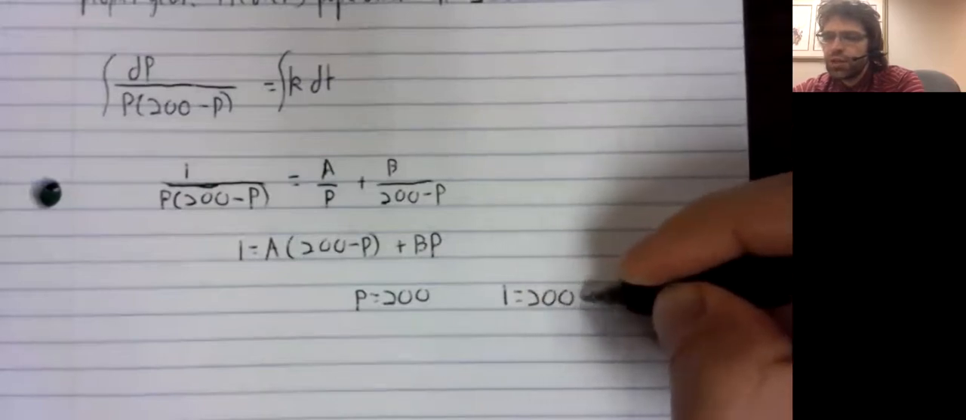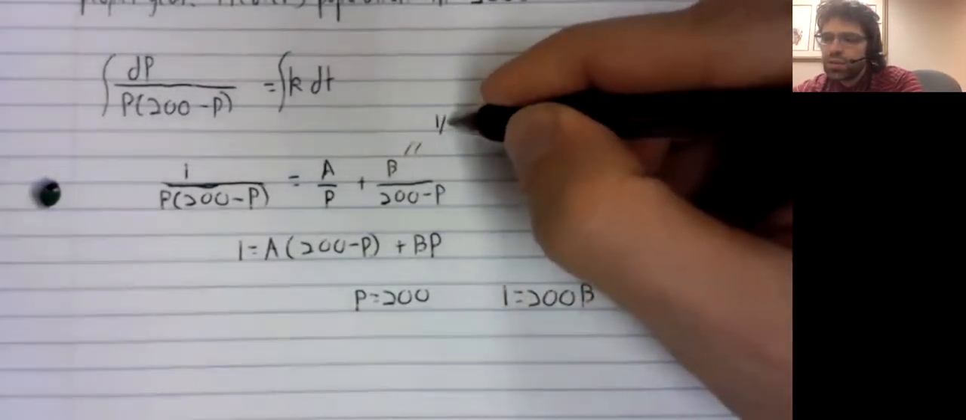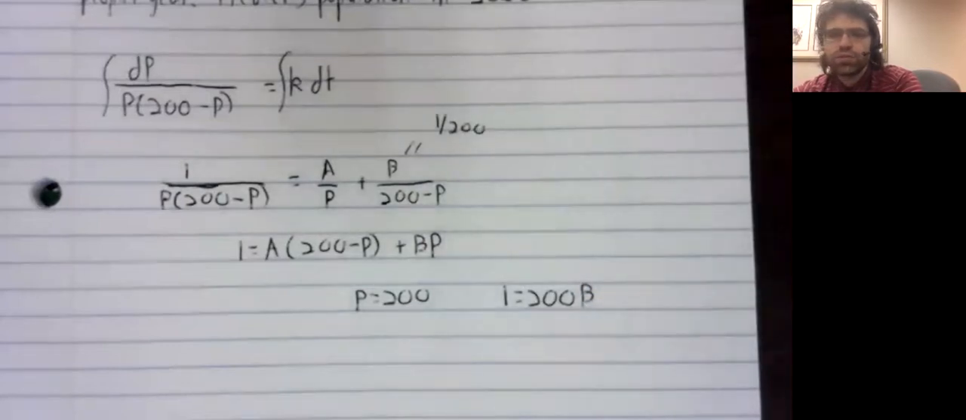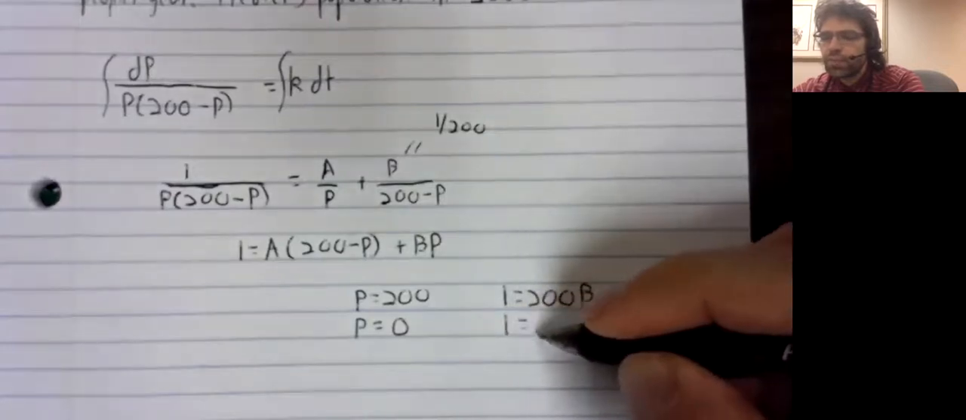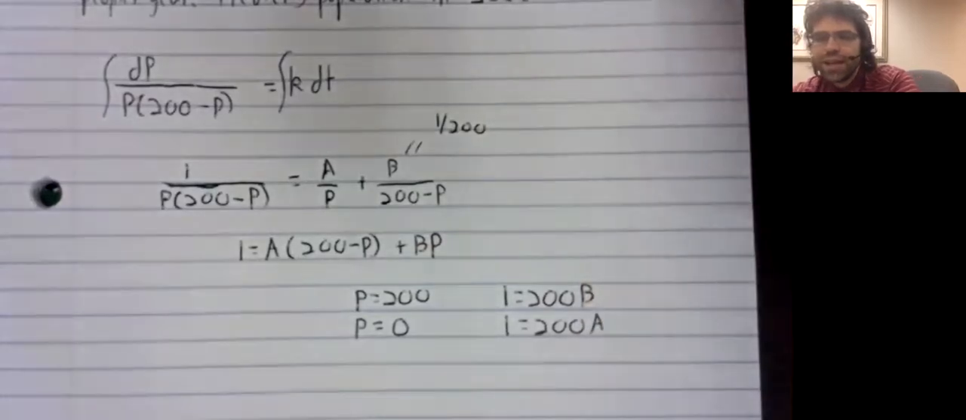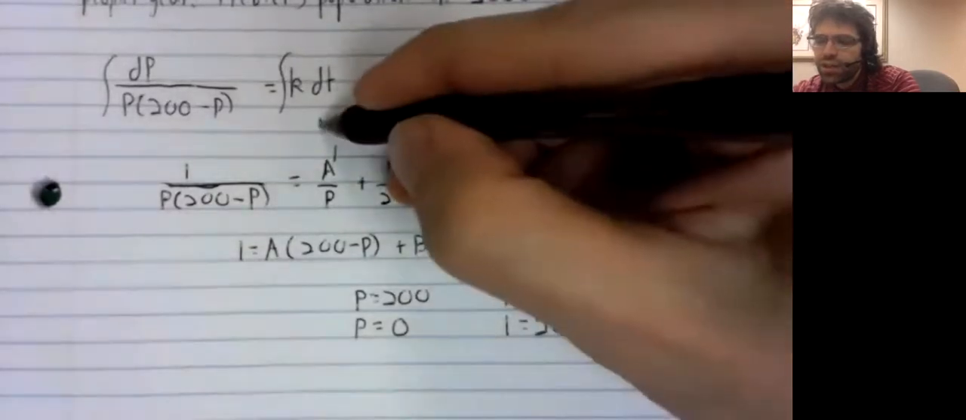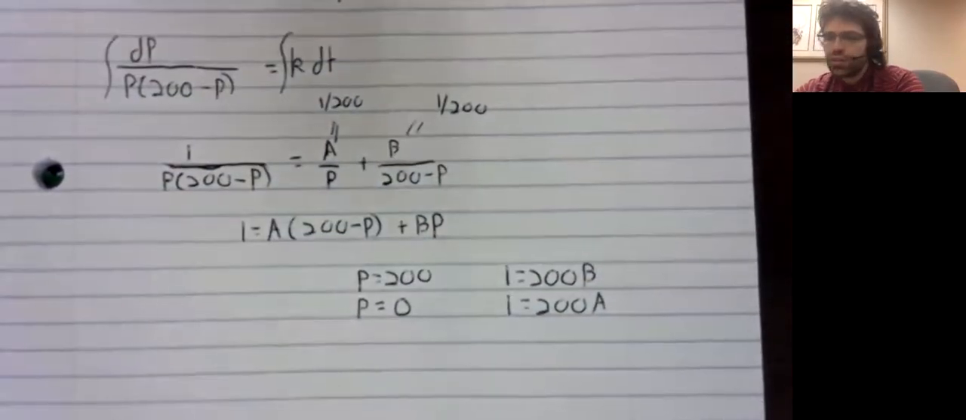So it should be true for P equals 200, which gives us 1 equals 200b. So b is 1/200. And it should be true for P equals 0, which gives us 1 equals 200a. So a is also 1/200.